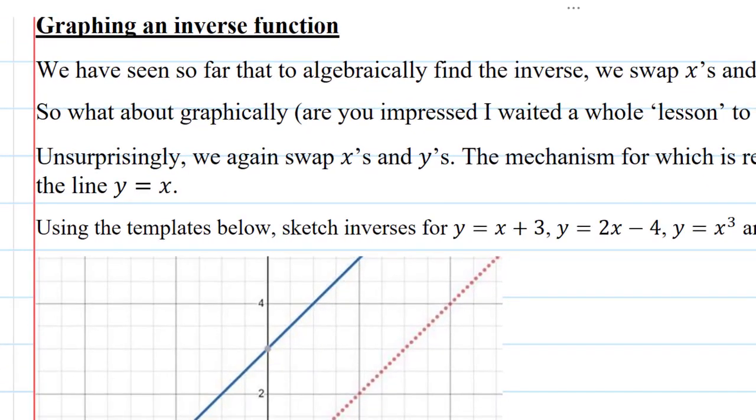But first we're going to do graphical. So far we've seen that to do this, we just swap the x's and y's, right? So what about graphically? The x values go to the y. This is the second lesson of inverse functions, is it not? Same day though. So, unsurprisingly, we again just swap the x's and y's, right? And there's a visual way to do that. The mechanism is that you just reflect in the line y equals x.